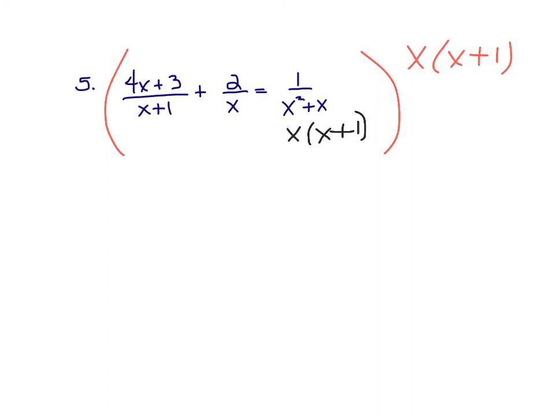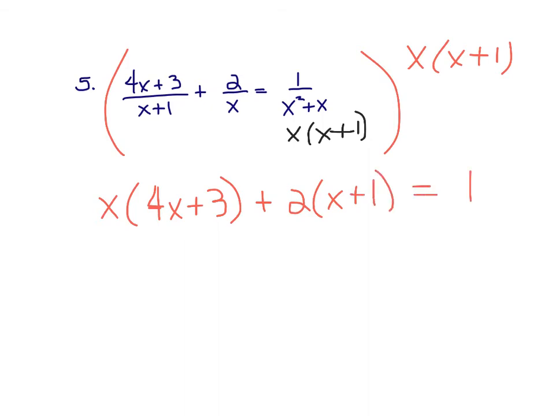So my first fraction, notice that the x plus 1s will cancel. So I'm just going to multiply x, because that's the only thing it needs, to the 4x plus 3. The middle fraction, it's missing the x plus 1. And the last fraction has everything it needs, so you just write the 1. It already has the common denominator. I now need to distribute. 4x squared plus 3x plus 2x plus 2 equals 1.